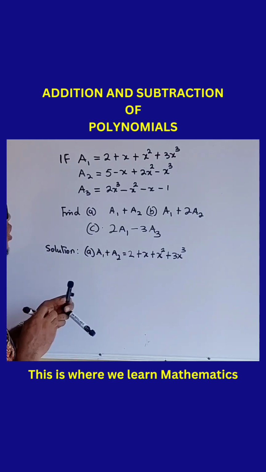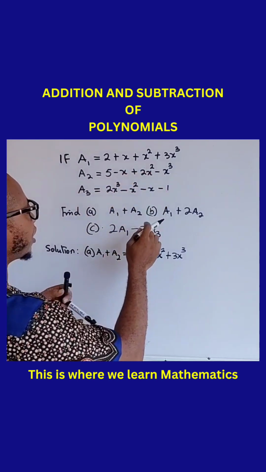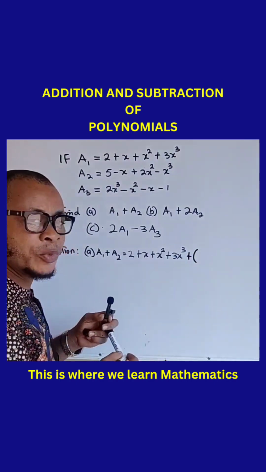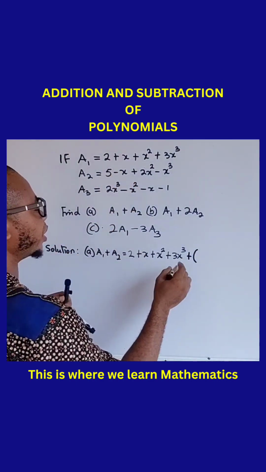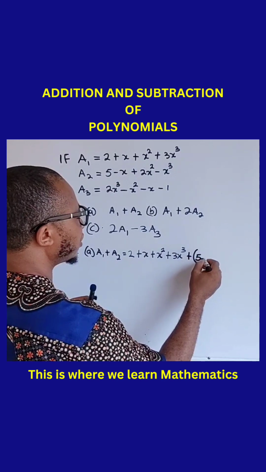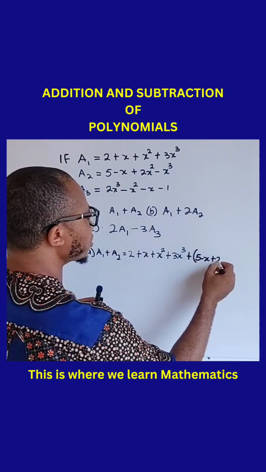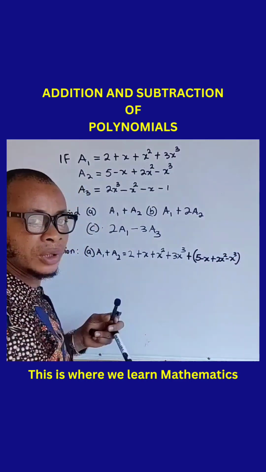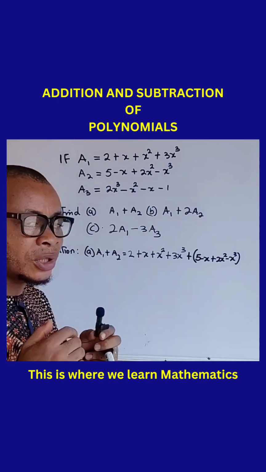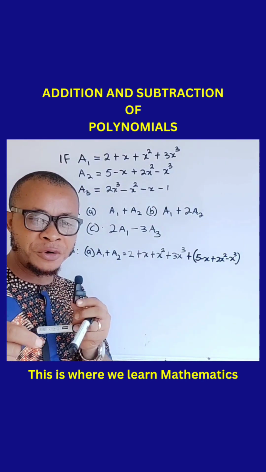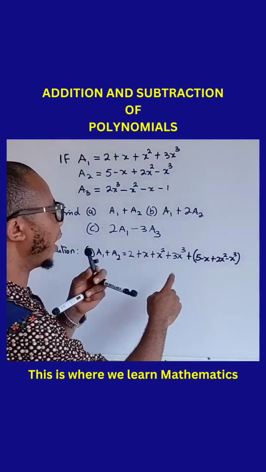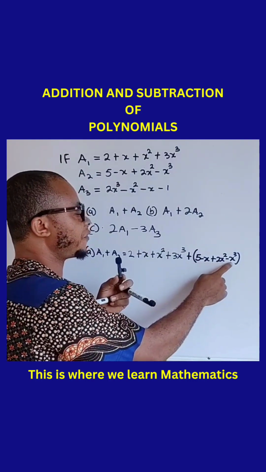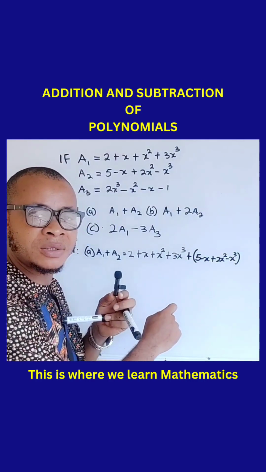Okay, so this is a1. Then a2 is this. Now, if you want to bring in a2, open a bracket. Make sure you open a bracket. You can now bring in a2, which is 5 minus x plus 2x squared minus x cubed. You close the bracket. The reason I told you to make sure you open a bracket before you bring in another polynomial is that, assuming this is negative, it will affect every sign we have here. That is why you must put brackets.